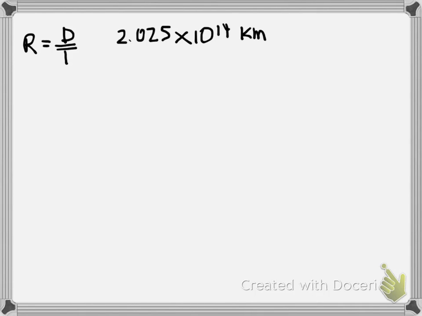So to figure out the rate, I need to take distance and divide it by time. So for us, the distance was 2.025 times 10 to the 14th kilometers. And then we're going to divide it by time, which we just came up with was 2.25 times 10 to the 8th years. So my rate label will be kilometers per year.